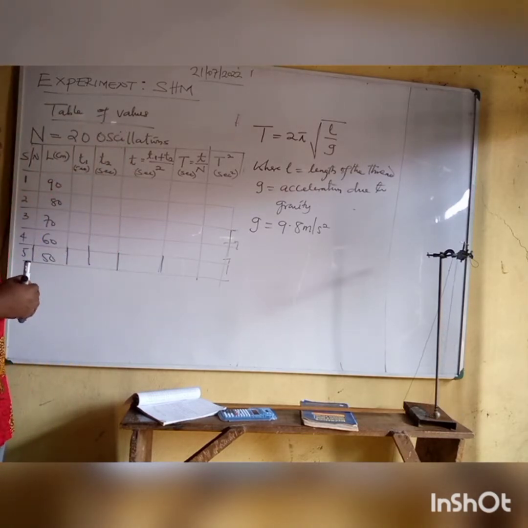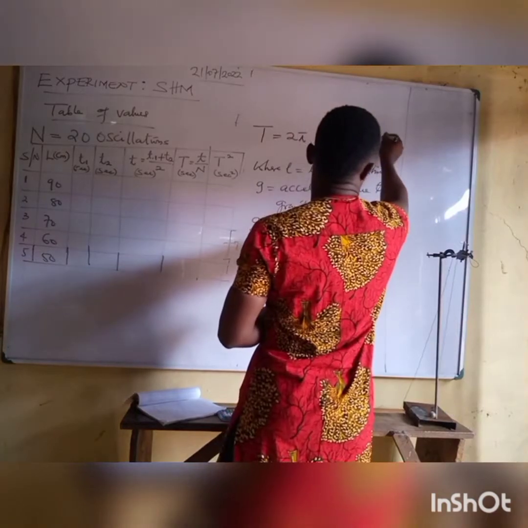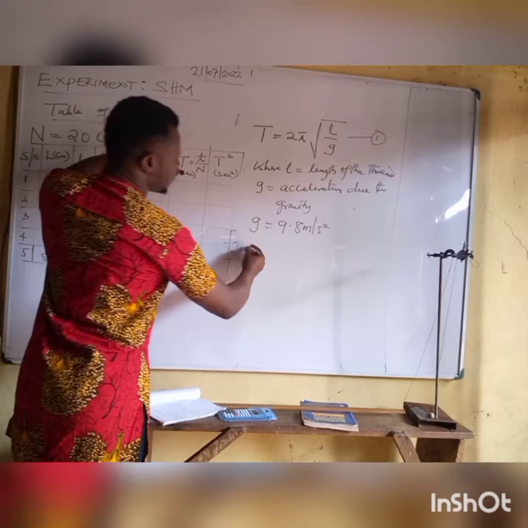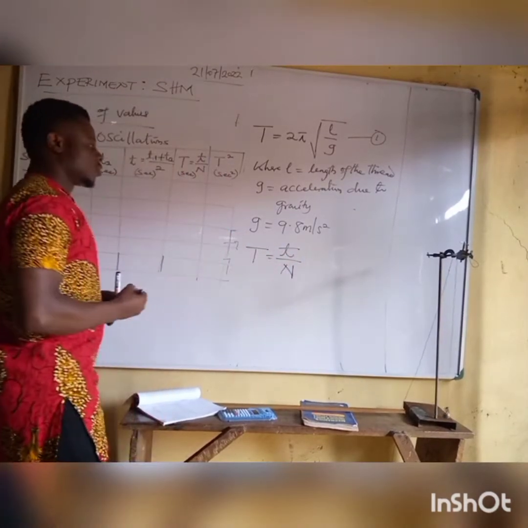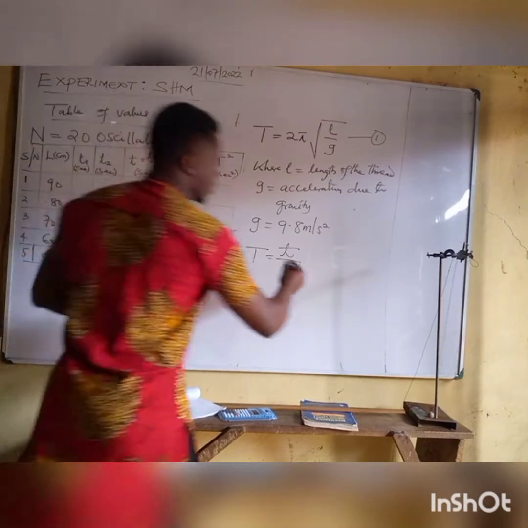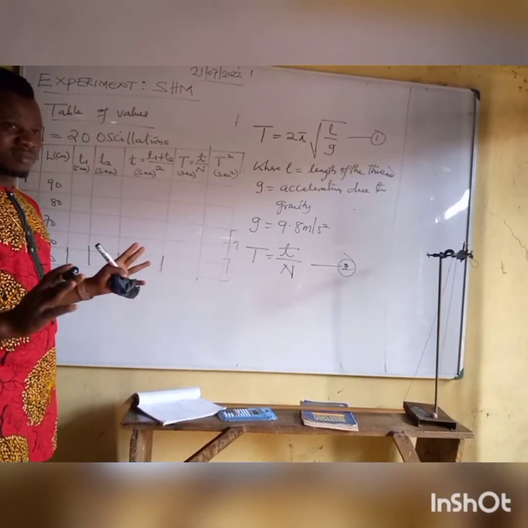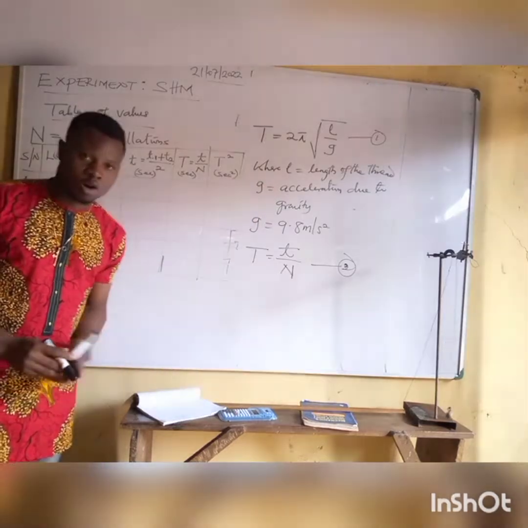Now in this case, if you come to this particular place, you can see that to perform this practical, there are two formulas you are going to know. This is the first formula, and the second formula is, look at this formula, period is equal to T over N. We have formula number 2. These are the two important formulas I need in every simple harmonic motion experiment of a pendulum ball.